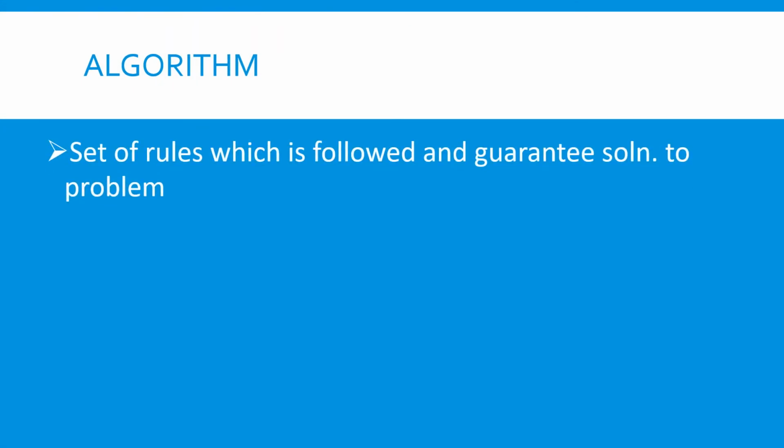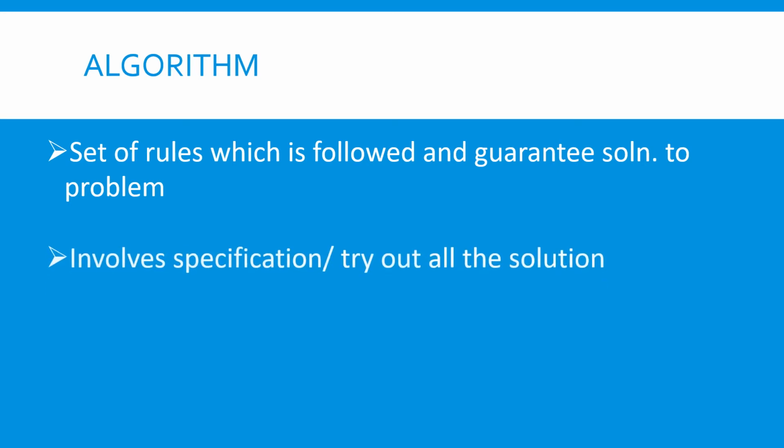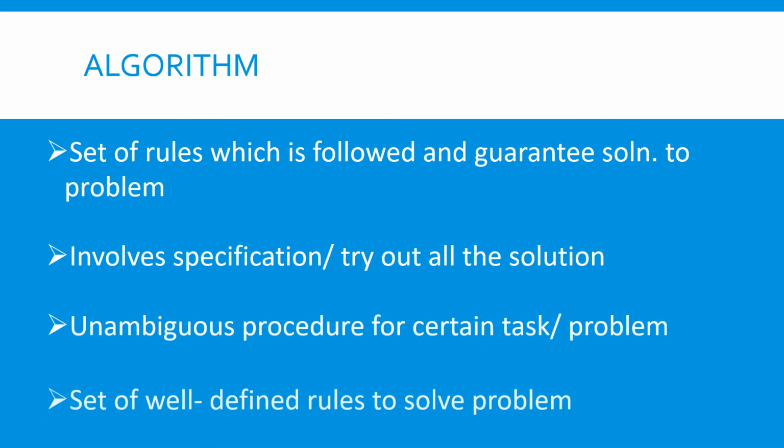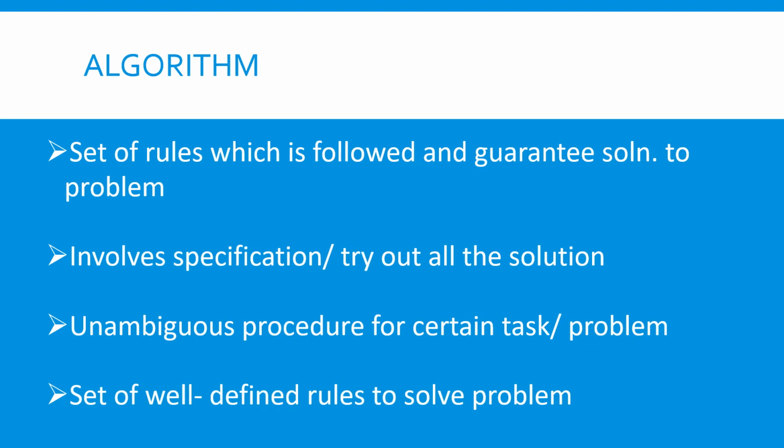Now next we have algorithm. It is a set of rules which is followed and guarantees a solution to a problem. It involves specification and trying out all the possible solutions. It is an unambiguous procedure for certain tasks and problems. It is a set of well-defined rules to a problem.